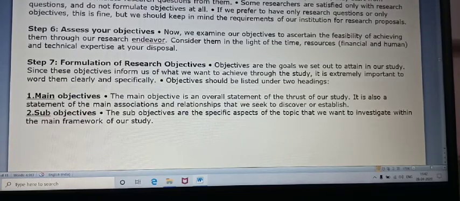Main objective, we already said the main objective is a broad area. It is an overall statement of your study, and it has major tasks. Sub objectives are specific things or smaller things. Within the main objective, you are doing small activities, and those are the sub objectives. And this is how you will have to formulate the research problem and find solutions.